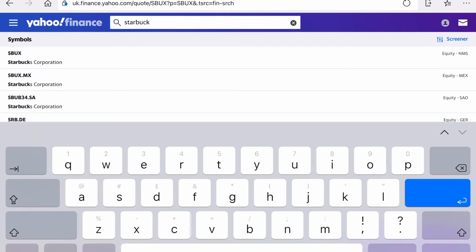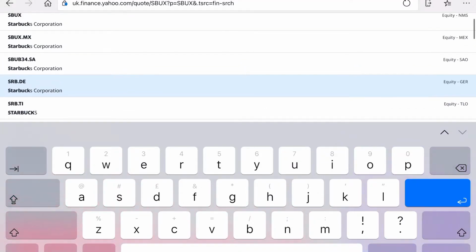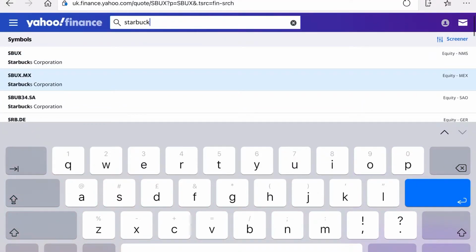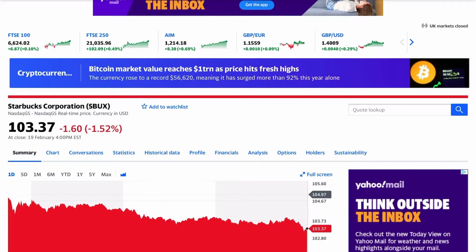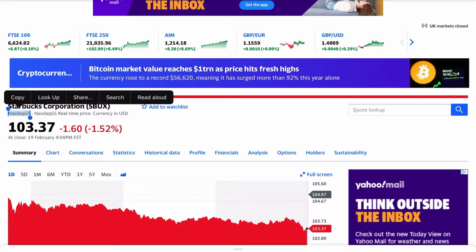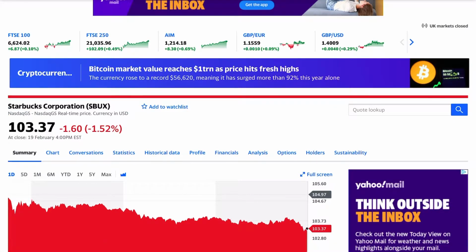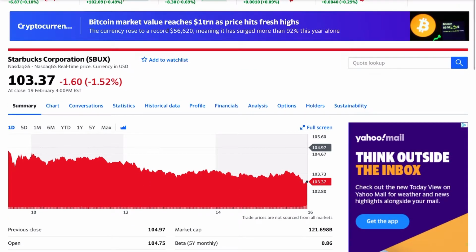It's an equity and it lists what market they're on. So I know I want SBUX, Starbucks Corporation, and I'll choose that one. It's important to pay attention to the exchange it's on. It's NASDAQ, and it gives you a real-time price, and the current price is in US dollars. You want to know what exchange it's on, if you have the right ticker symbol or the right company, and what currency it's in.